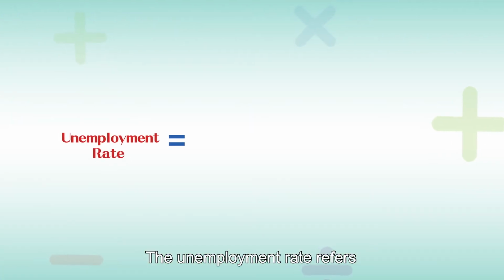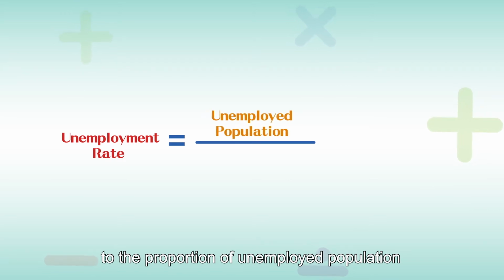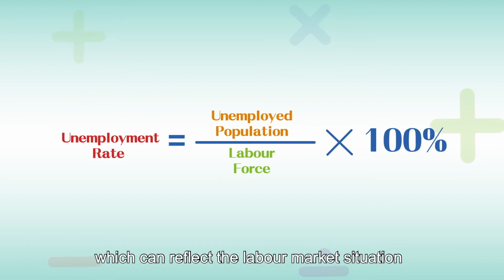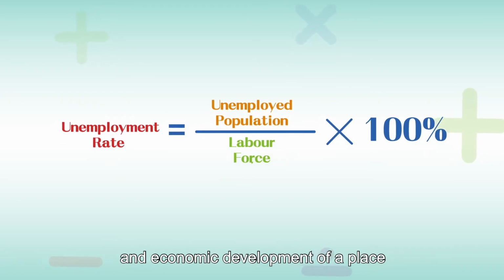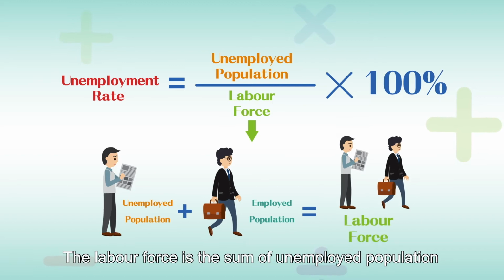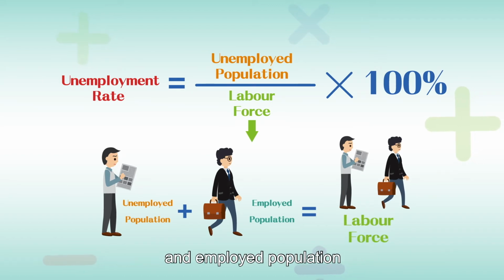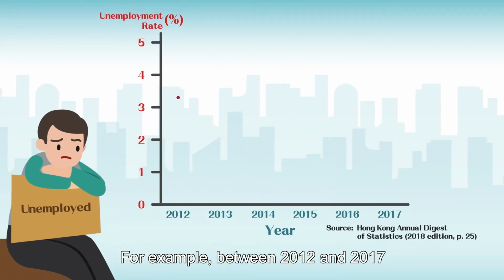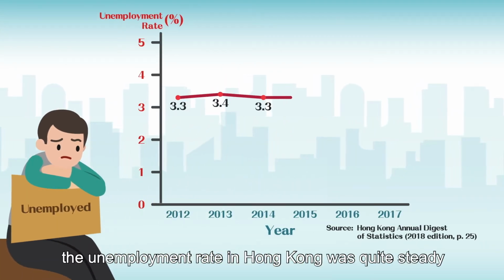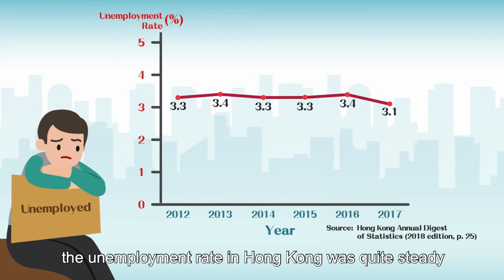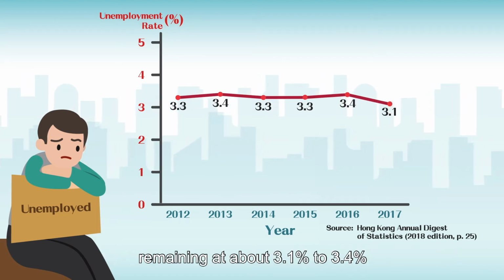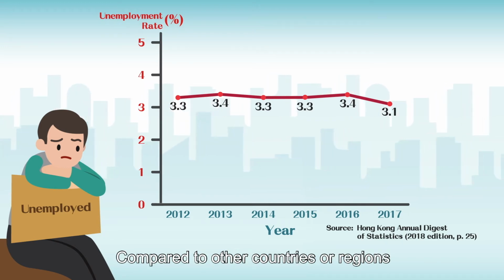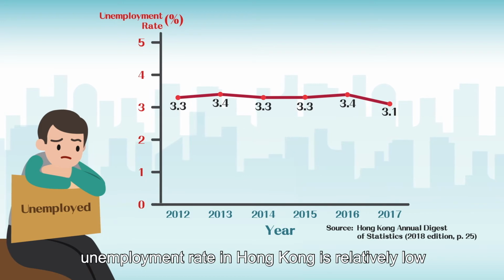The unemployment rate refers to the proportion of unemployed population in the labor force, which can reflect the labor market situation and economic development of a place. The labor force is the sum of unemployed population and employed population. For example, between 2012 and 2017, the unemployment rate in Hong Kong was quite steady, remaining at about 3.1% to 3.4%. Compared to other countries or regions, unemployment rate in Hong Kong is relatively low.